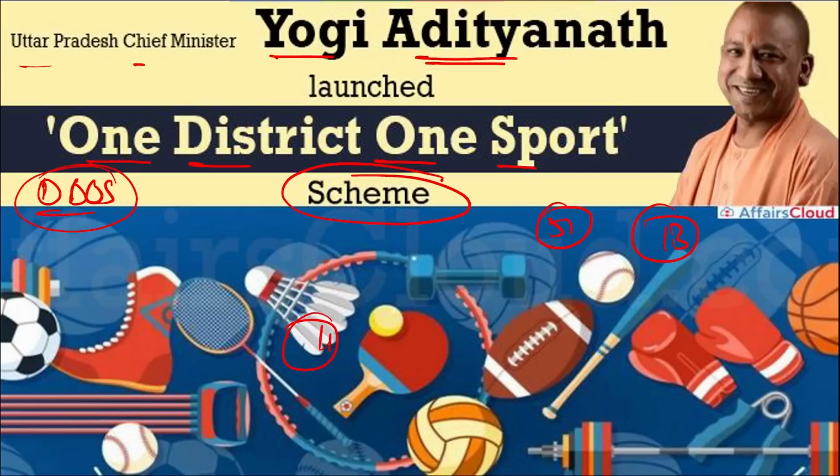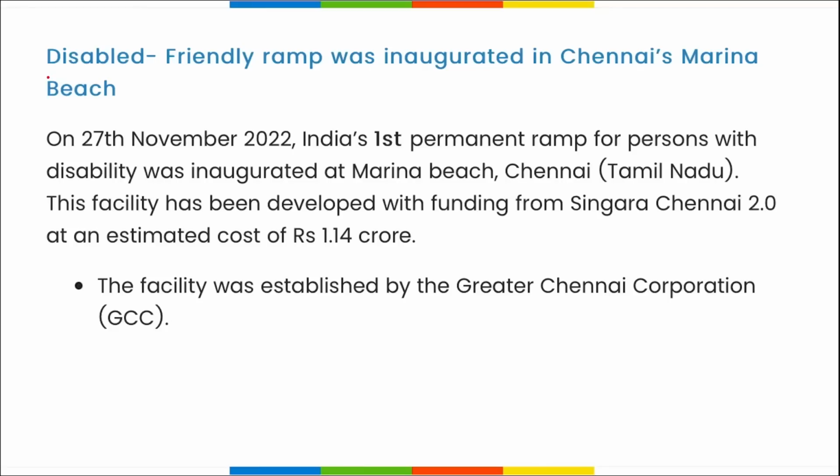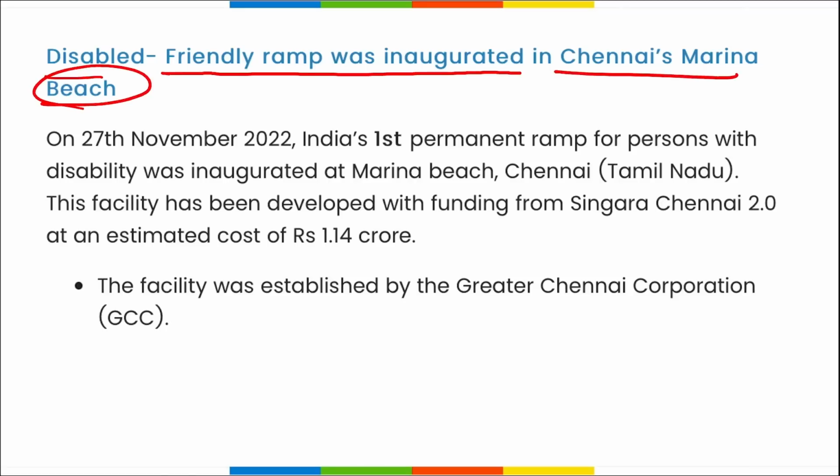Alright, moving on. Next, a disabled-friendly ramp was inaugurated at Chennai's Marina Beach. I repeat, recently a disabled-friendly ramp was inaugurated at Chennai's Marina Beach. The first permanent ramp for persons with disability was inaugurated at Marina Beach in Chennai. Important.